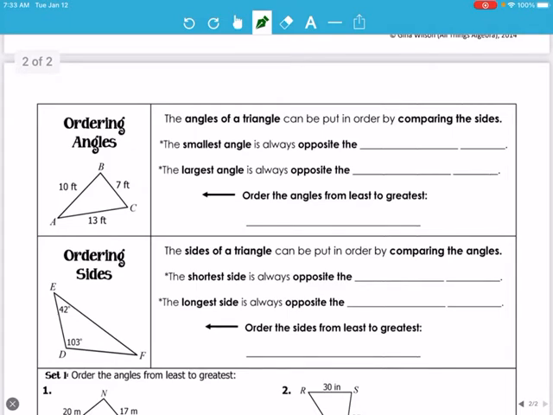Next topic is ordering angles. And so there's two things we need to remember. The smallest angle is always opposite the smallest side. And that can go for the largest. Largest angle will be across largest side.